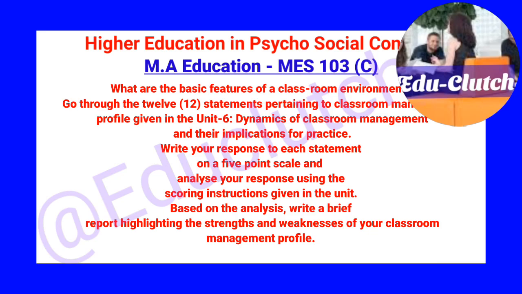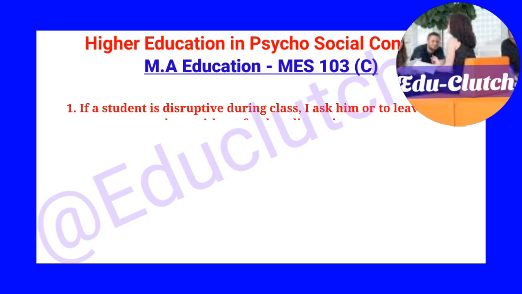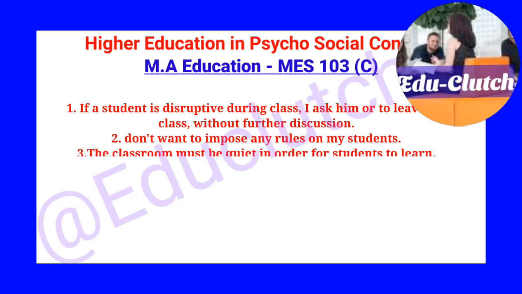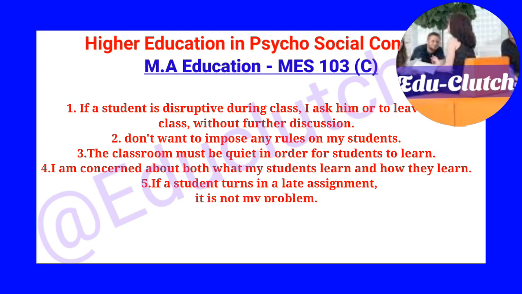Now there are 12 statements in this way. First is, if a student is disruptive during the class, then I ask him or her to leave my class without further discussion. For this you need to give your opinion. Do you agree, or strongly agree, or otherwise you disagree, or strongly disagree, or you are neutral, you have no opinion for this statement. Accordingly you keep on mentioning your own marking on a piece of paper.